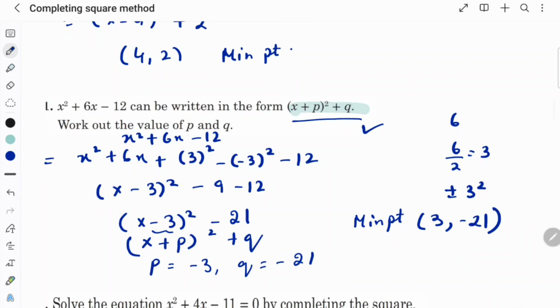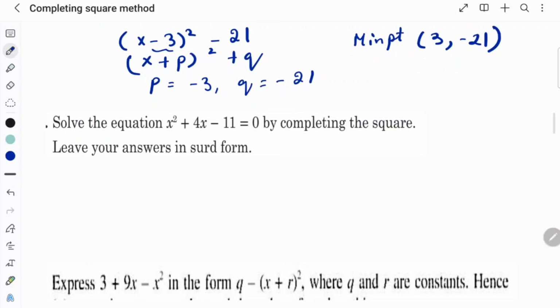Okay. Now the next question is solve the equation x square plus 4x minus 11 by completing square. They can ask you to leave the answer in surd form. Why? Because this is the solution of an equation. Alright, so I'm solving it also in one question so that you will understand. If this type of question can come by completing square method, how will you solve it?